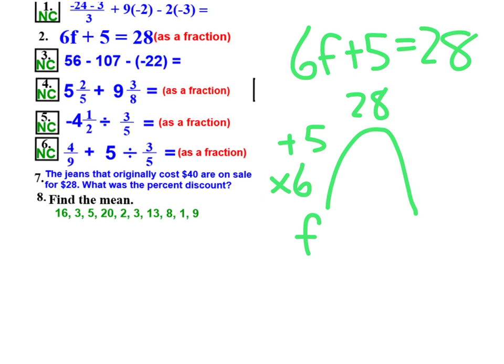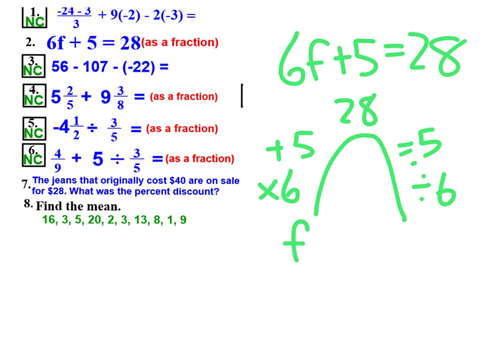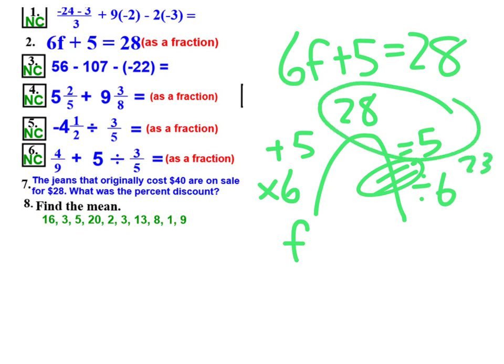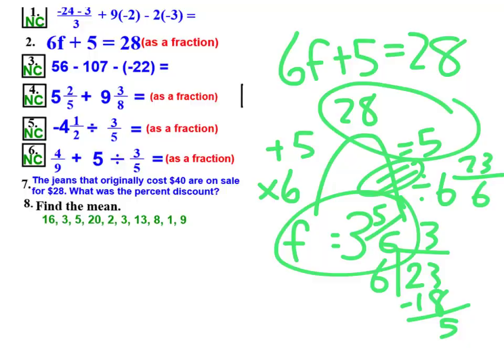So when they added 5, we're going to have to subtract 5. When they took it times 6, we're going to have to divide by 6. And we changed the order that it's done in as well. So make sure you hit equals on your calculator. So you're going to hit 28 minus 5, you're at 23. And then you're going to divide by 6. 23 divided by 6, remember that is two things on top of each other, so 23 divided by 6 goes in there 3 times with 5 remainders. That's 3 full times and 5 remainders out of 6. F equals 3 and 5 sixths.